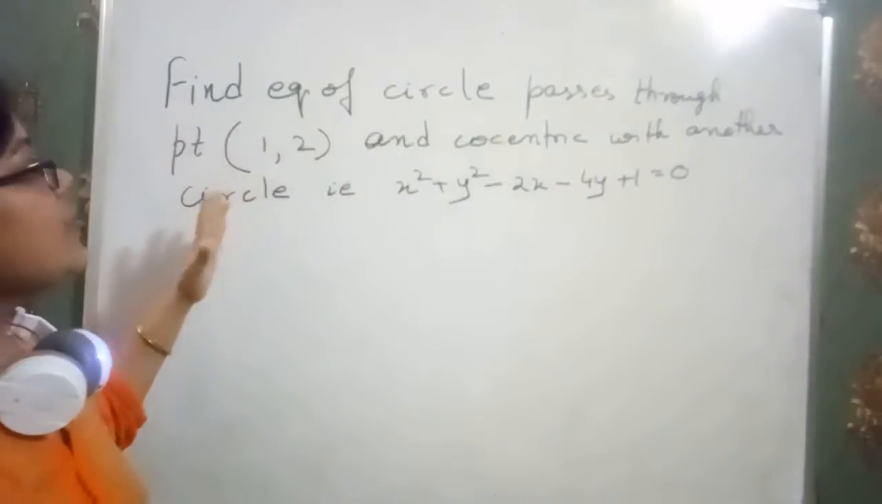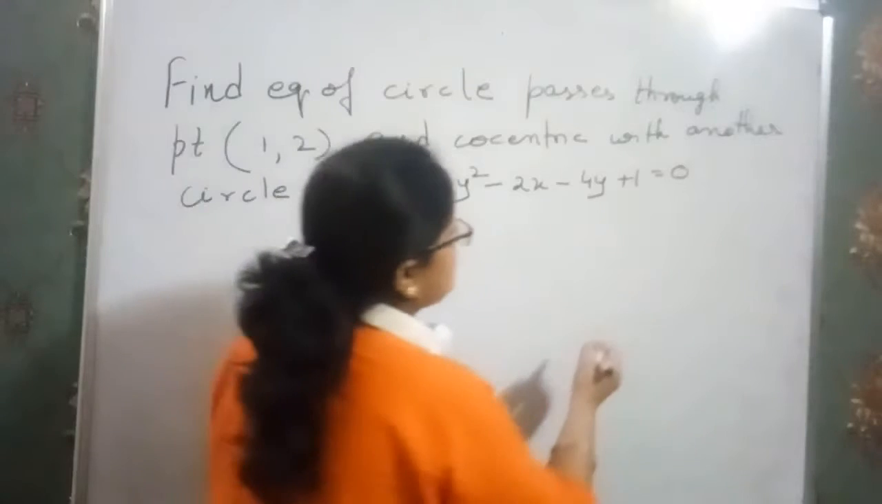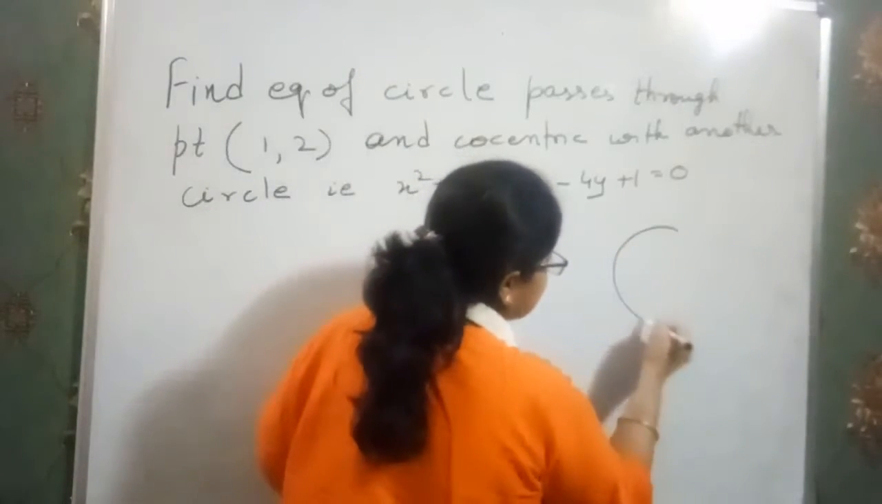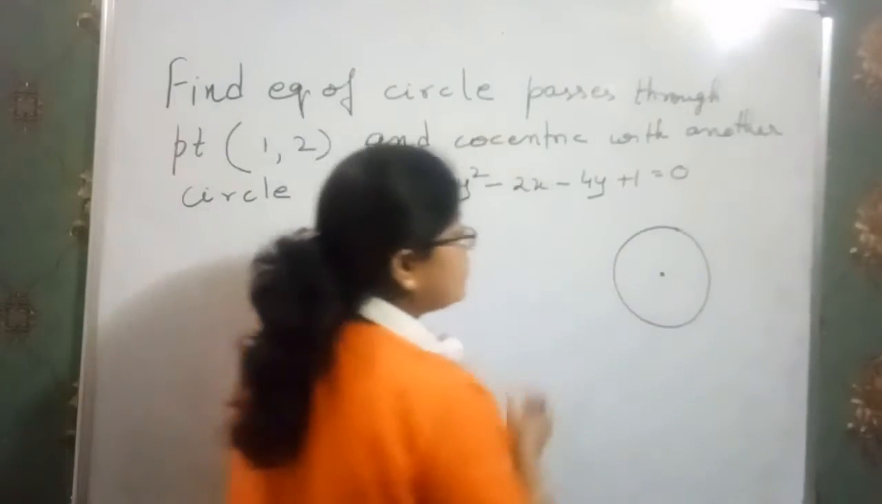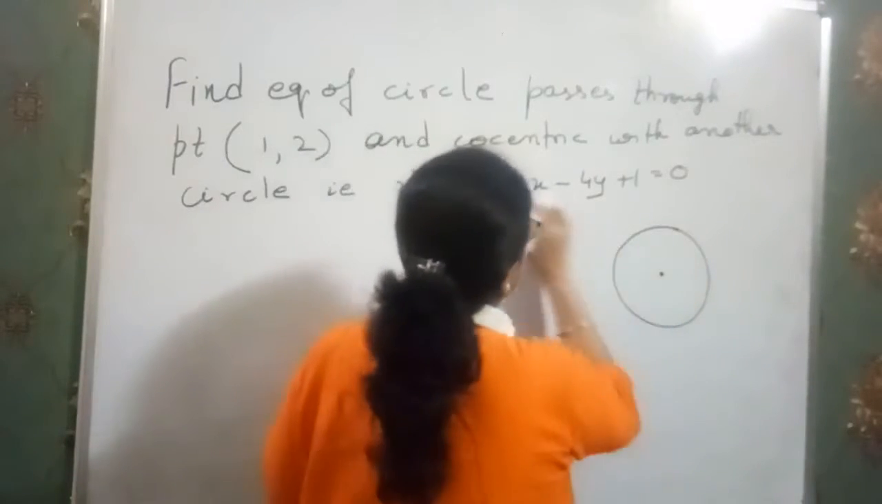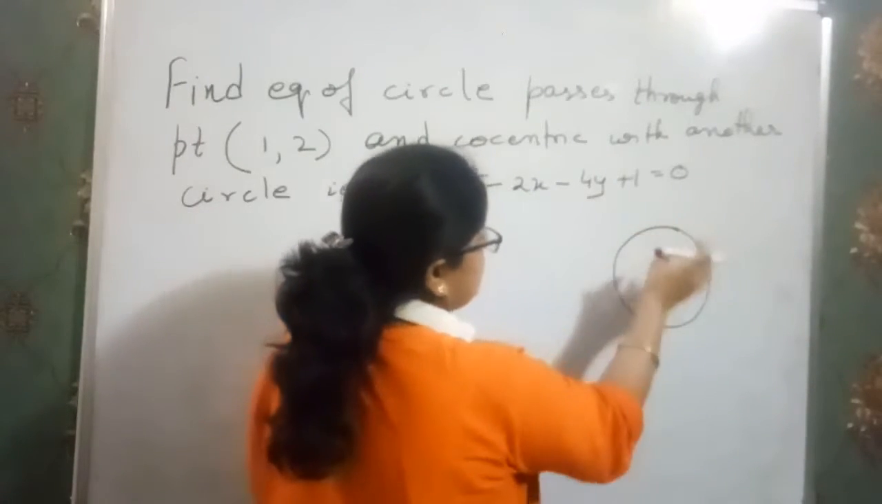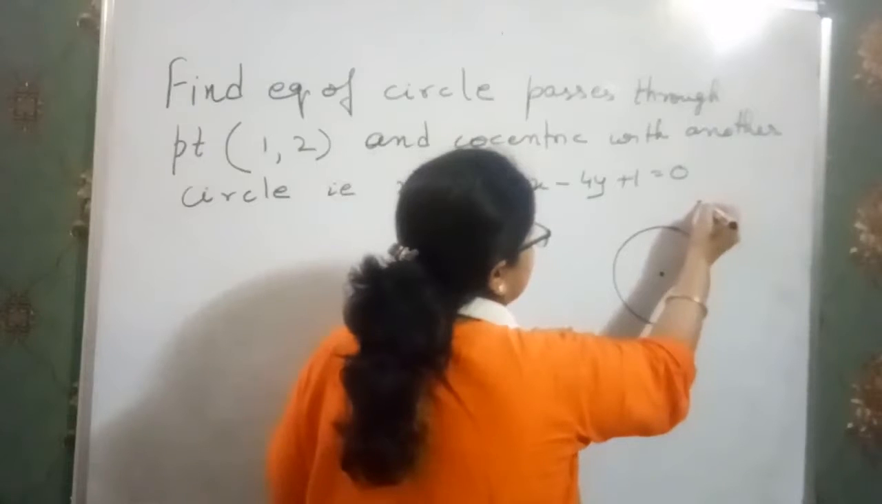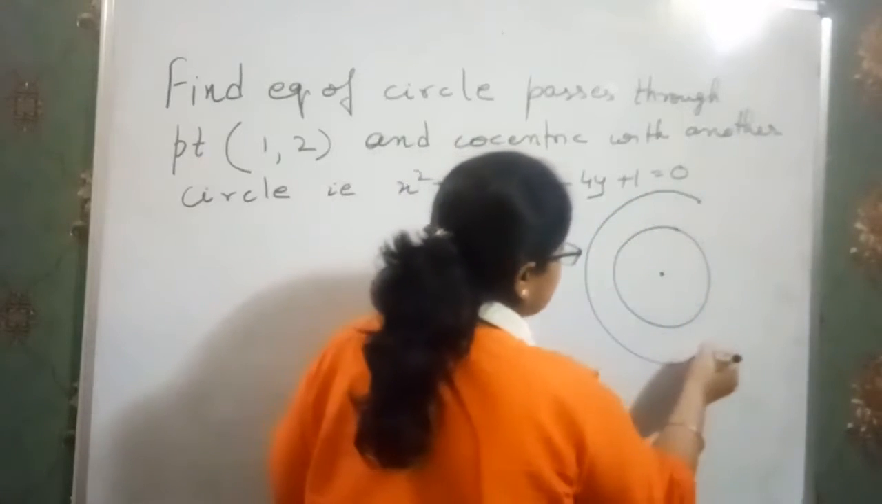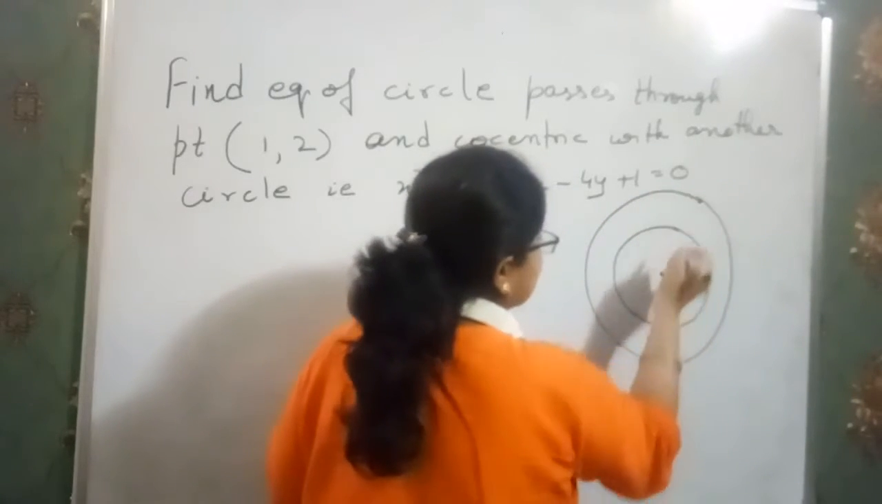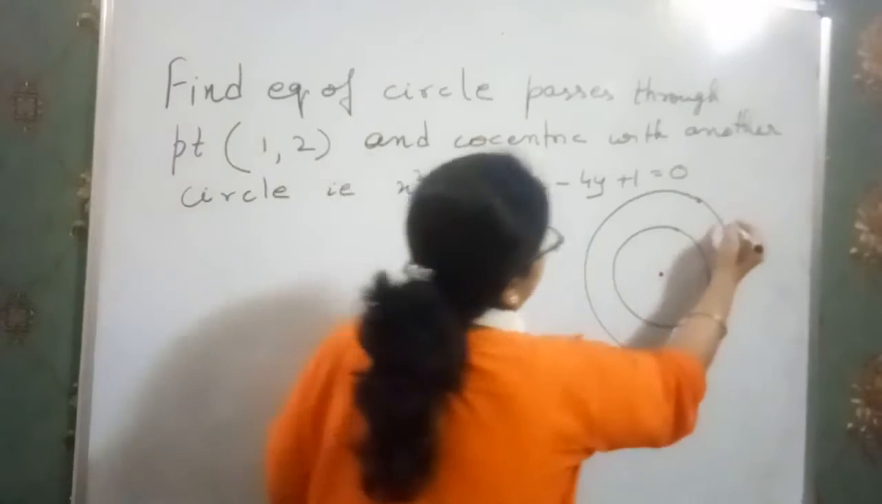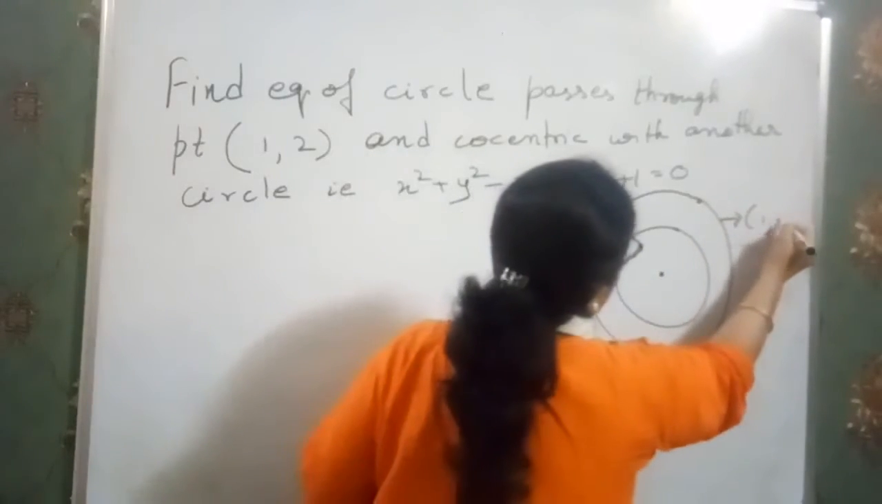Now we have to find the equation of the circle. That means, for example, there is a circle which has this center, and this equation is the equation of this circle, and there is another circle which has the same center, but it passes through the point (1, 2).